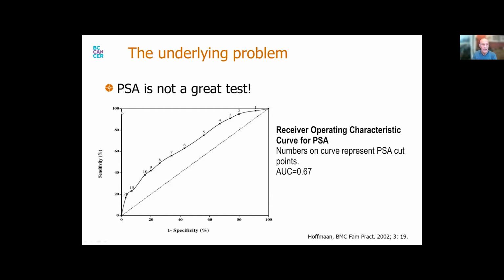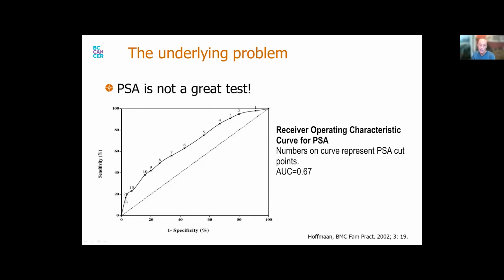So here in the top right-hand corner, we have a PSA level of 1. If we chose this as the threshold for a test, it would be a very sensitive test, but it's not at all specific. This axis is 1 minus the specificity. What that means is that 95% of everybody with prostate cancer is going to have a PSA level of at least 1. But unfortunately, you're going to pick up a ton of people who don't have prostate cancer. So that would be a useless test.